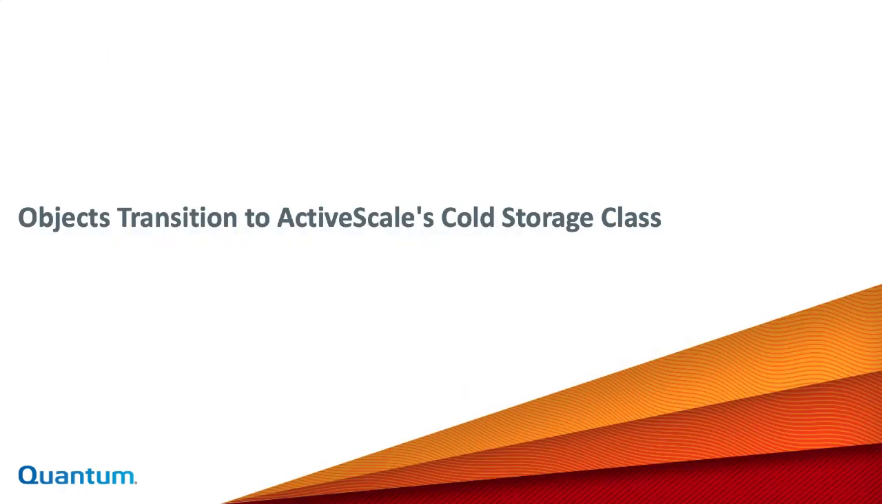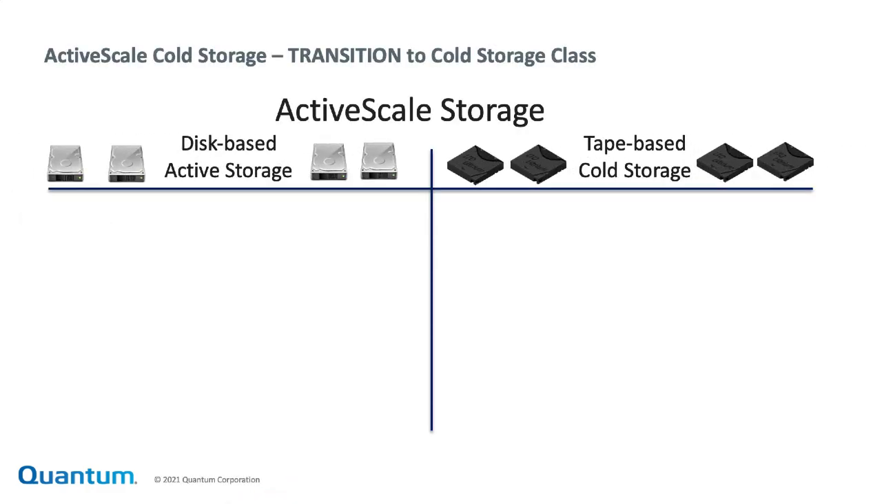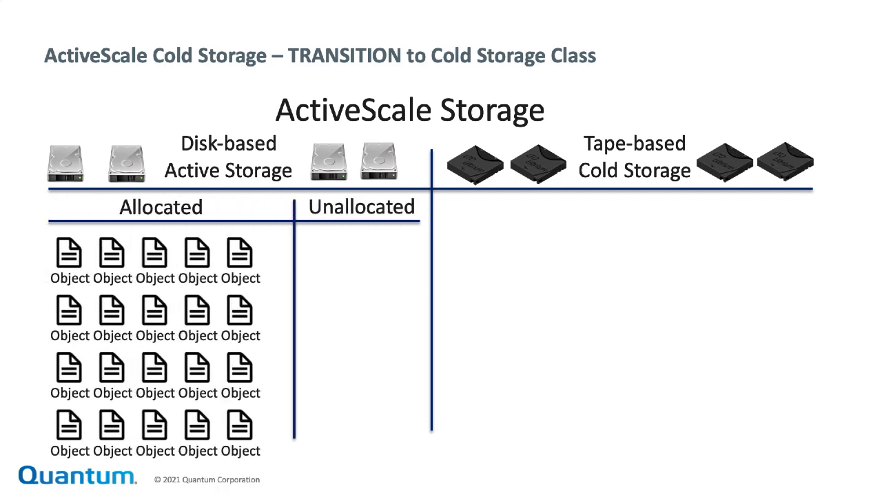First, we'll take a look at how objects transition to cold storage. In an ActiveScale system, you have some number of hard drives for your active data and some number of tapes for your cold data. And of the hard drive-based storage, some of that is allocated to existing objects and some of it is not. The amount of unallocated storage will vary from day to day as objects are being put to and deleted from that storage class. ActiveScale uses this unallocated space for staging and processing objects that are being transitioned to cold storage.